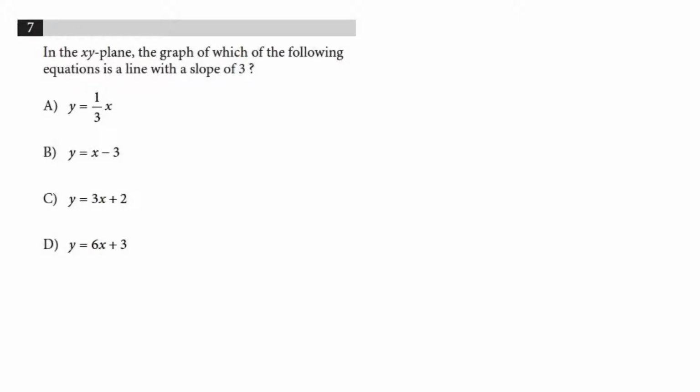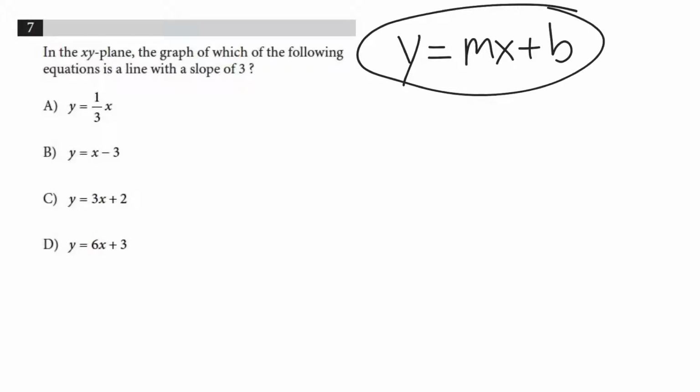Number 7. In the xy plane, the graph of which of the following equations is a line with a slope of 3? Okay, so I keep saying this, but it's really true. If you feel comfortable with this slope-intercept form, you're gonna do much better on this test. All right. So we know that the slope is m, and we want to equate one of these equations with a slope of 3. It's kind of just a freebie. It gives it to you right there. C.